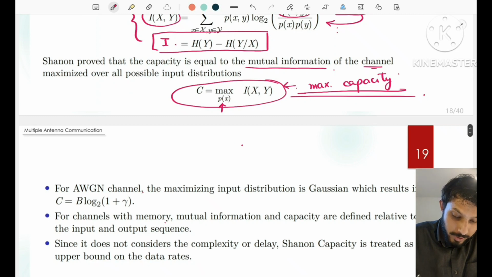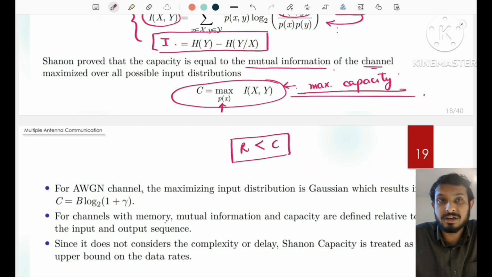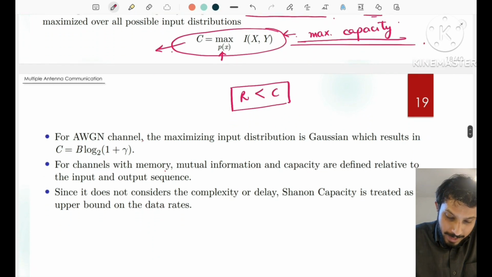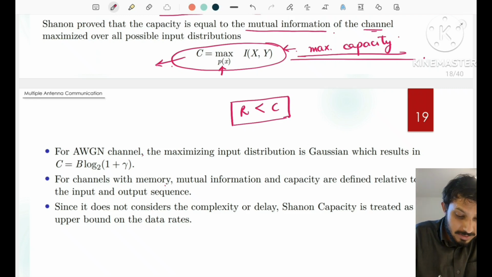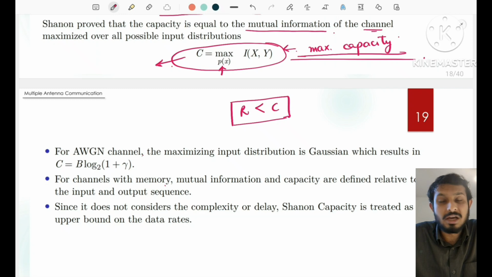If we send any data rate less than this capacity, we can say the information can be transmitted reliably through this channel, and this is the maximum capacity that can be achieved. And Shannon also proved that there exists a code, for example like turbo code and so on, for which we can achieve this maximum amount of capacity through the AWGN channel.